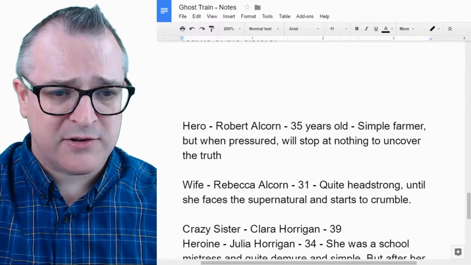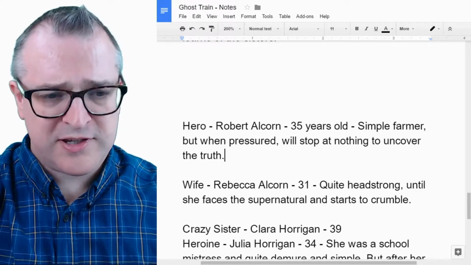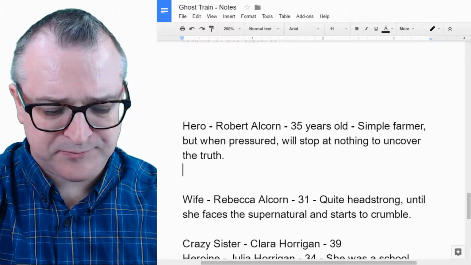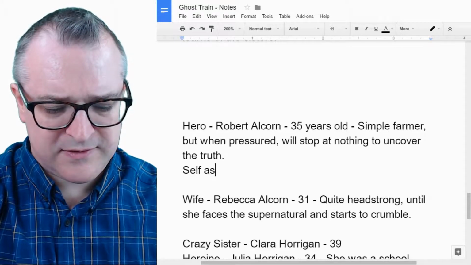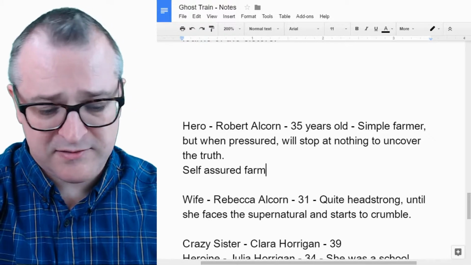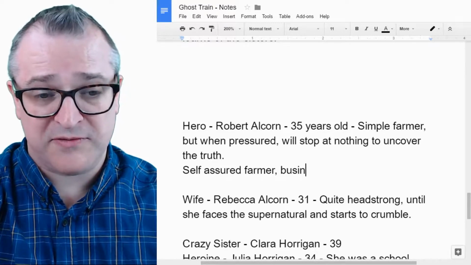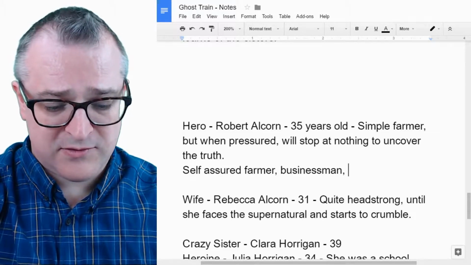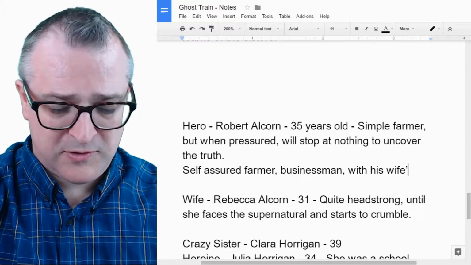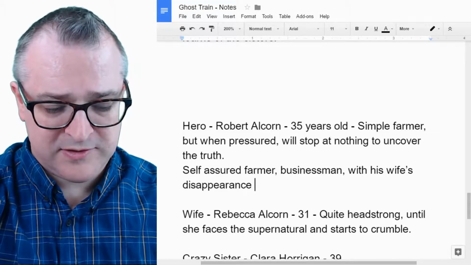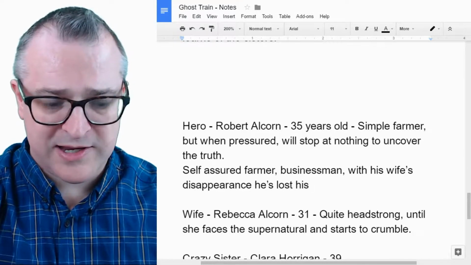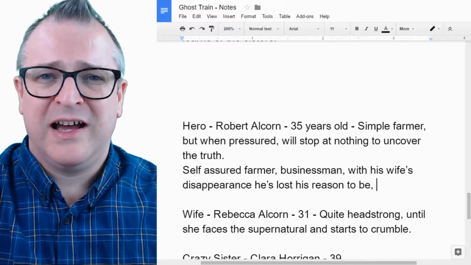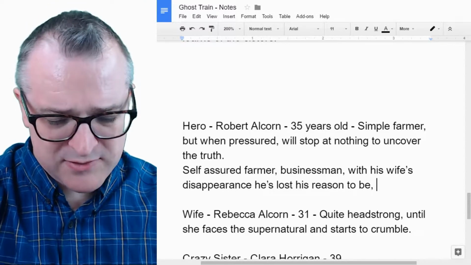So if we come back and look at Robert, we know that he's going to be depressed at the beginning. So let's say he starts out as a self-assured farmer. Let's say he's a businessman as well. You know, it is his own business. He owns a farm. And then he, you know, with his wife's disappearance, he's lost his reason to be. He doesn't know quite what he's doing with himself. He's lost. And in that, so yeah, let's say he's lost.